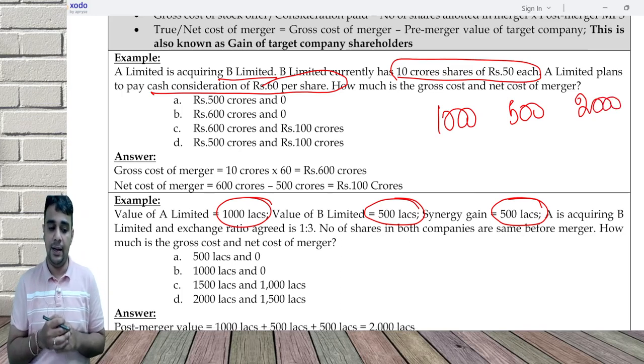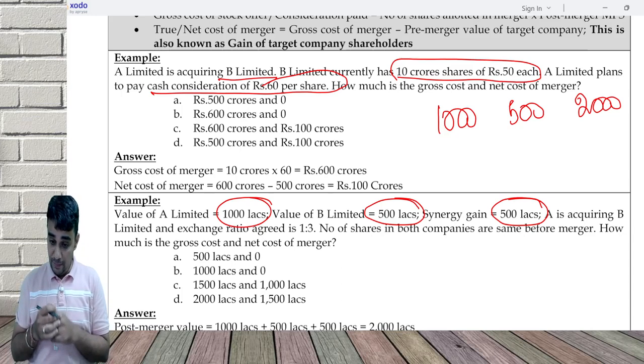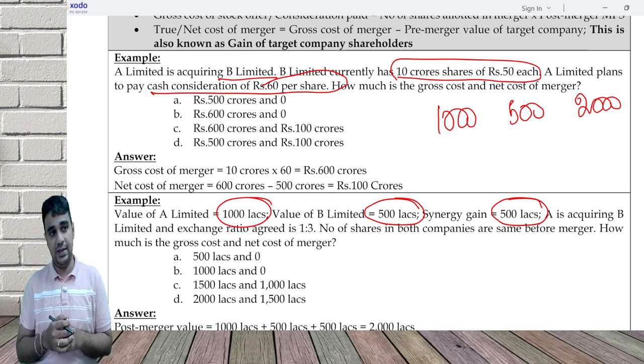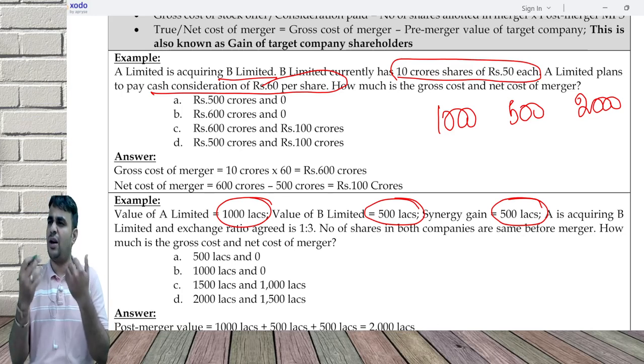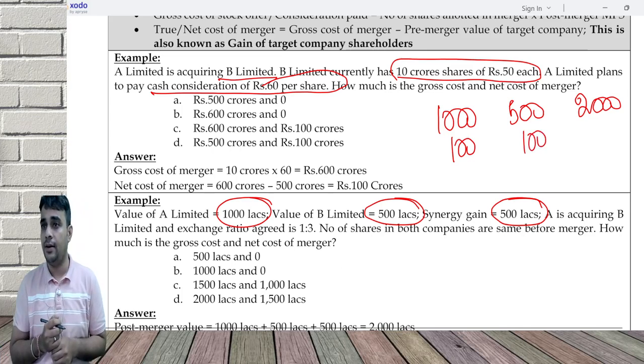The next headache came. A Limited is acquiring B Limited. Exchange ratio is 1:3. Number of shares in both the companies are same before merger. They did not tell the number of shares. They only said number of shares is same in both the companies. Any number you can take, so I'm taking 100 and 100.